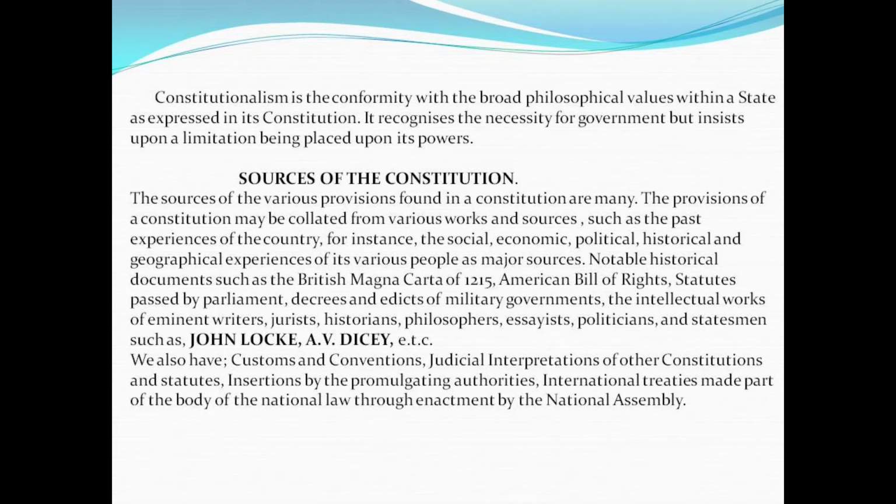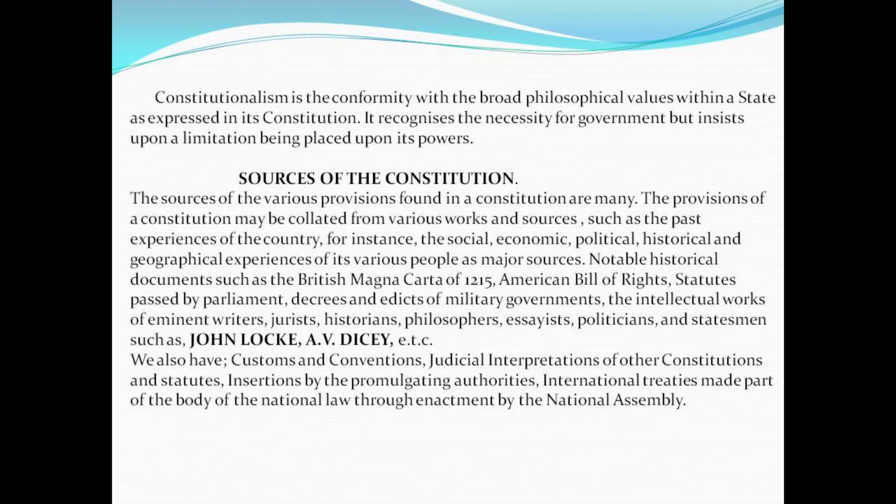We have customs and conventions, the customs of the people. The history, what is the history of this particular people? The preamble of the constitution states, "We the people of Nigeria." It gives a sense of history that this constitution was made out of the people's past experience over the years, gathered and accumulated by people, by eminent writers and eminent jurists, to form the constitution we have today.